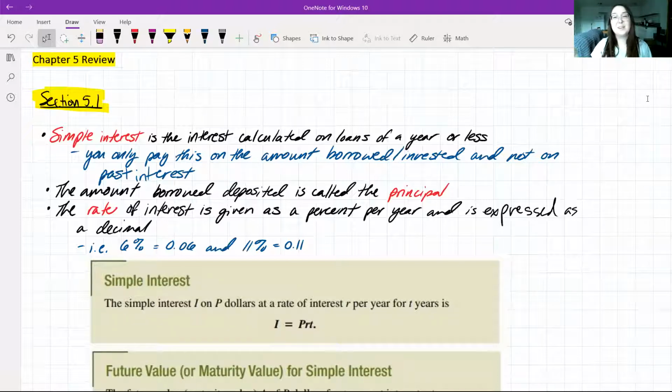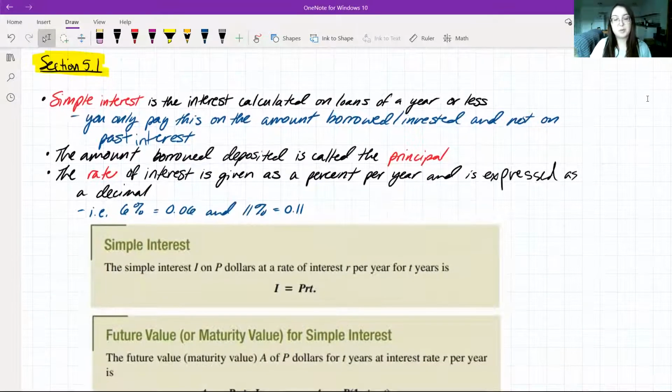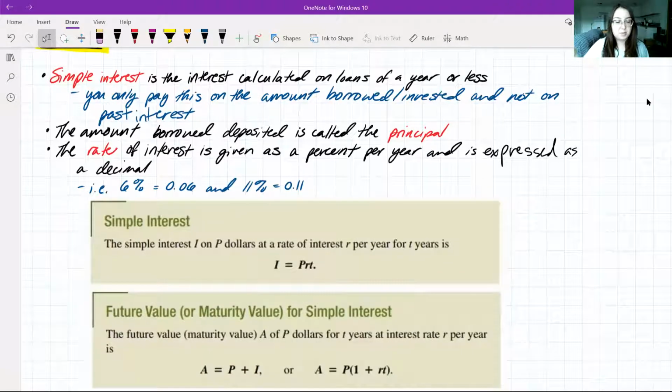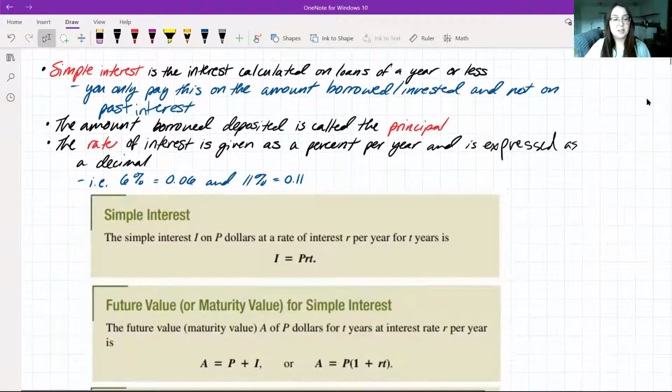All right, so starting with section 5.1, we're just going to go through our important terms here, just the important concepts to think about. So we have simple interest, which we know is the interest calculated on loans of a year or less. So that would be so that you didn't really have to calculate any sort of interest added on top of whatever amount that you started with. So that's why we say a year or less.